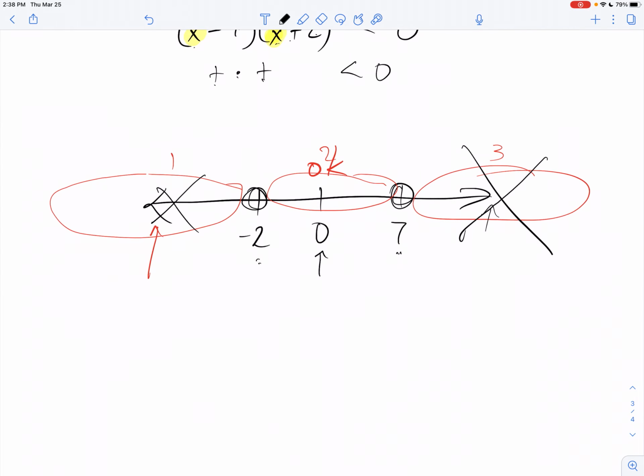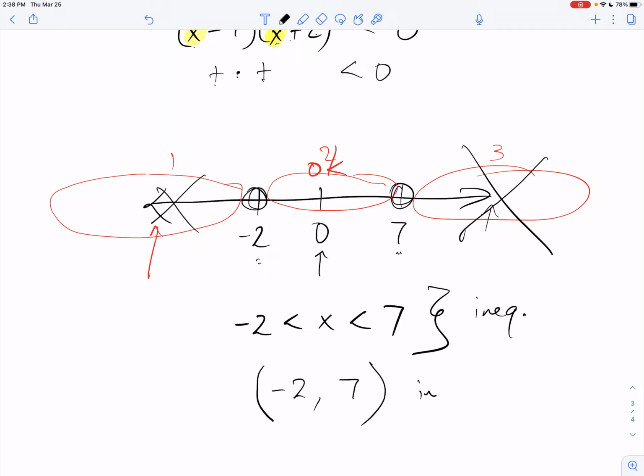I'm between -2 and positive 7. This is written in inequality notation form, but in interval notation, I would do parenthesis, -2, comma, 7, parenthesis. This would be called interval notation. I don't know which notation you're going to be asked for, so you should know both of them.